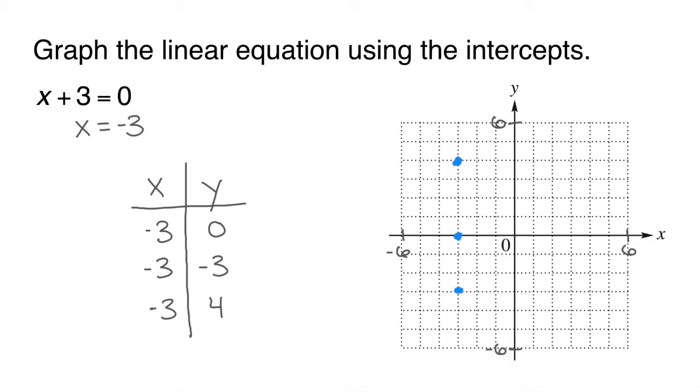We then connect these points with a straight line, noting that the graph of this linear equation is a vertical line passing through the x-intercept (-3, 0).